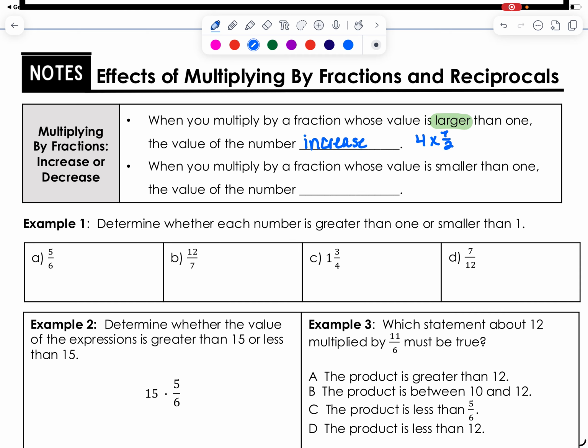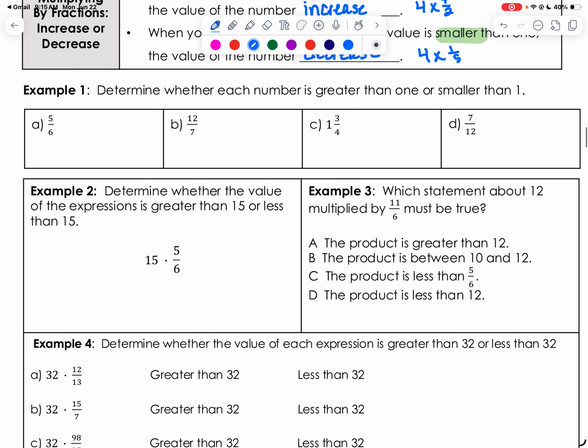Now, when you multiply by a fraction whose value is smaller than 1, the value of your number will decrease. So, if I was going to multiply 4 times 1/5, my product would be smaller than 4 because 1/5 is smaller than 1.